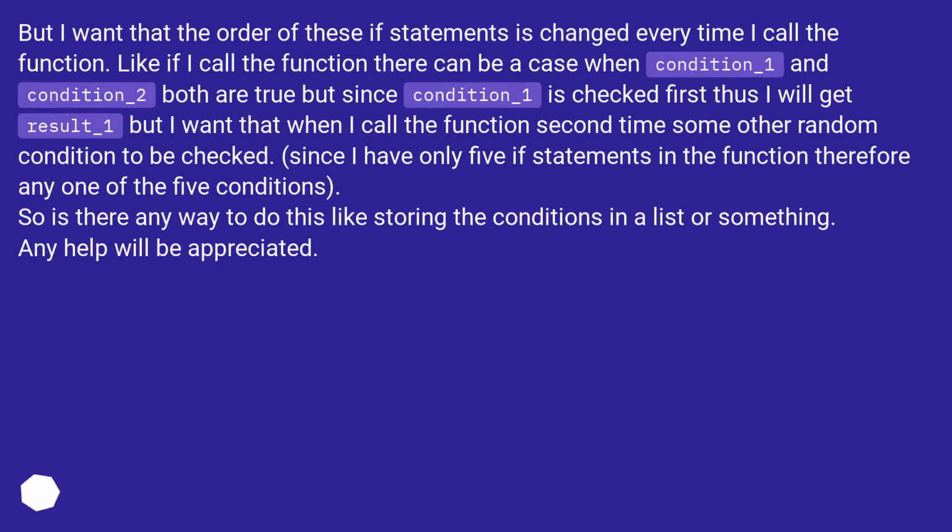Like if I call the function, there can be a case when condition_1 and condition_2 both are true, but since condition_1 is checked first, I will get result_1. But I want that when I call the function a second time, some other random condition is checked.